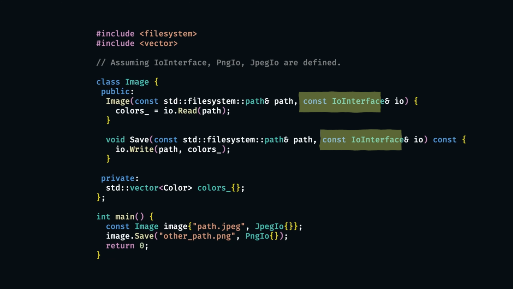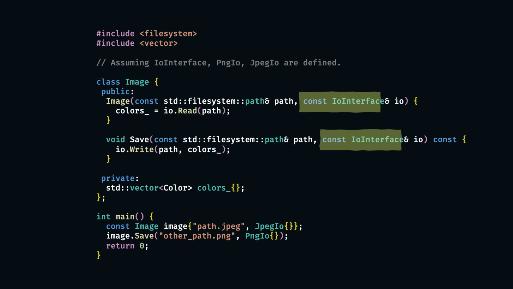Coming back to the code, our Image now receives a reference to an I/O interface rather than a concrete implementation. Once we design the PNG.io and JPEG.io classes to implement the I/O interface, we are able to pass them interchangeably in place of the I/O interface reference. Look how easy it is now to change the behavior of our Image without changing its code. We just pass a new strategy, meaning one of the classes that implement our I/O interface, and it magically works.